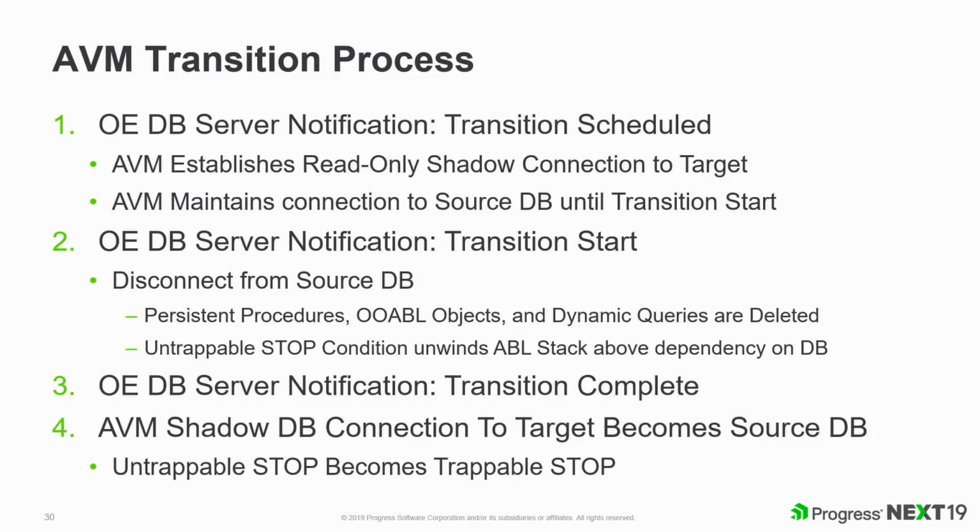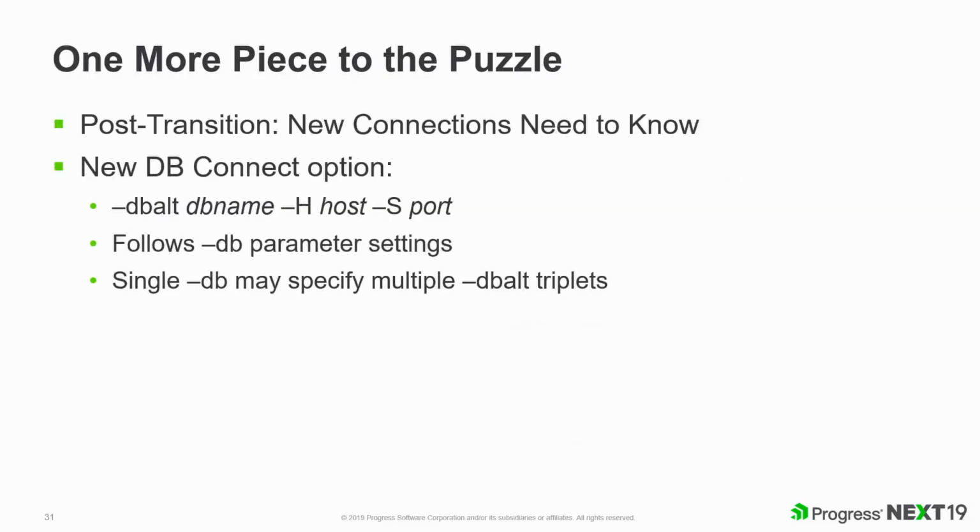Other questions? There's one more little piece to the puzzle, and that is what happens to new clients that are connecting to the database. They go to connect to the database, and they see that the source is no longer a source, it's a target, and it isn't connected to the source, and so it doesn't know necessarily how to connect to the target. And so we'll provide a new option following the -db parameter settings. DB alt, you give it what would probably be your replication target, its host, and its port. And you can specify multiple of those in case you have two targets.